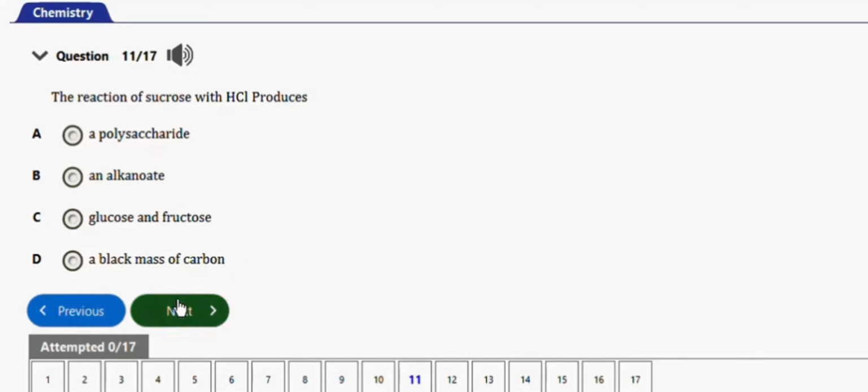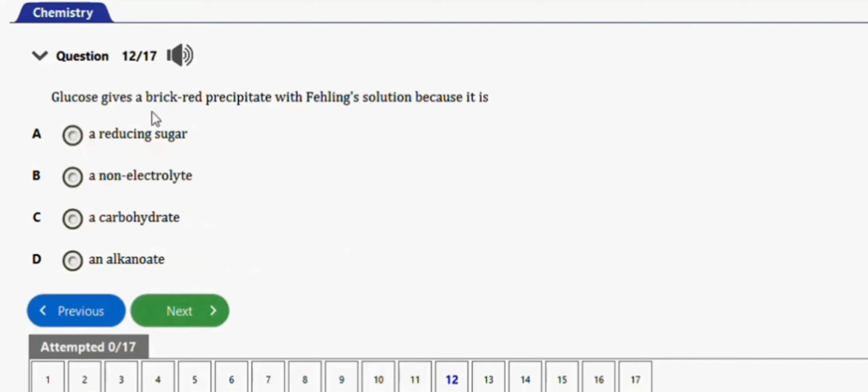The next question will be this one. It says glucose gives a brick red precipitate with Fehling's solution because it is a reducing sugar. Yeah, option A. That's it for this question. The next question will be this one.